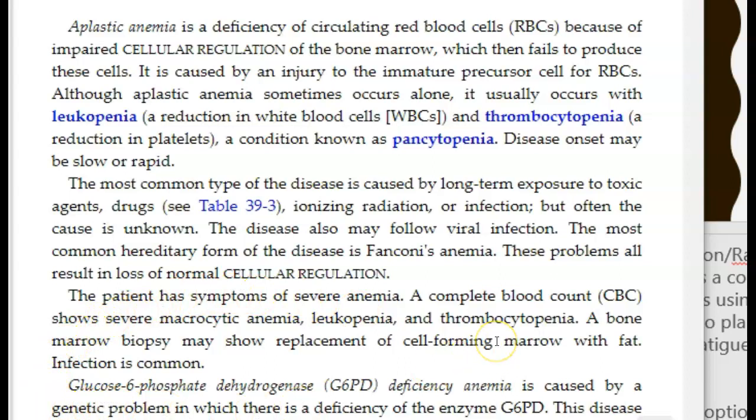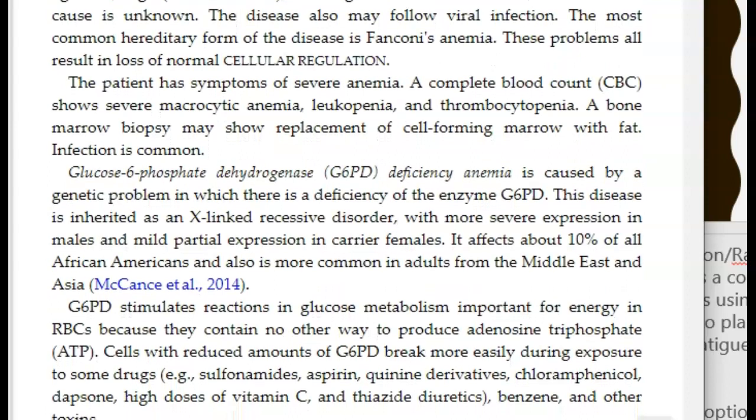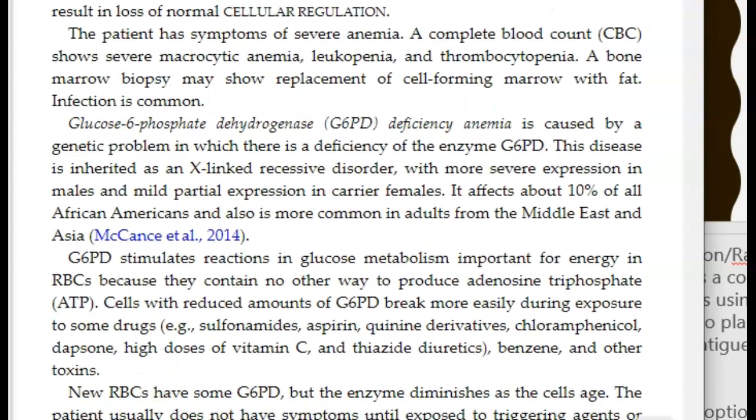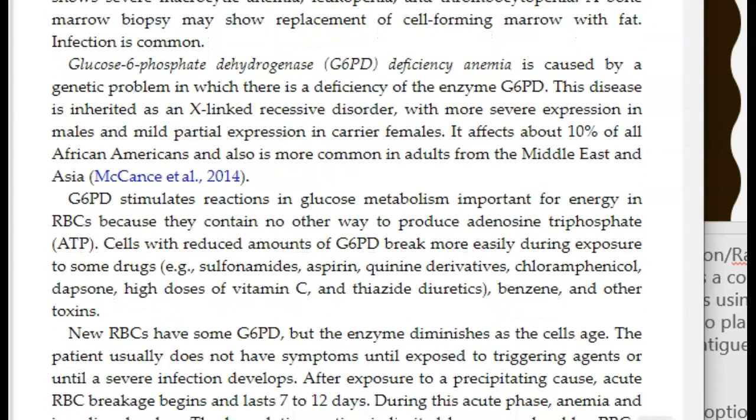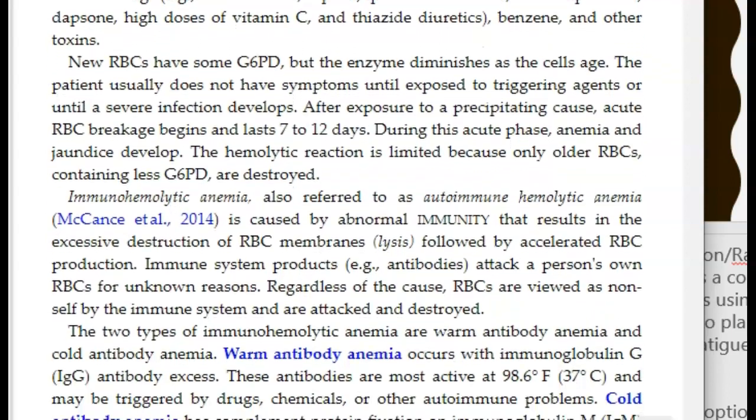I'm going to scroll up and show you something else. So it does talk about glucose-6-phosphate, which I'm not going to get deep into, but please read that, because that's also a deficiency anemia caused by a genetic problem. Okay, so I want you to make sure that you pay attention to those.